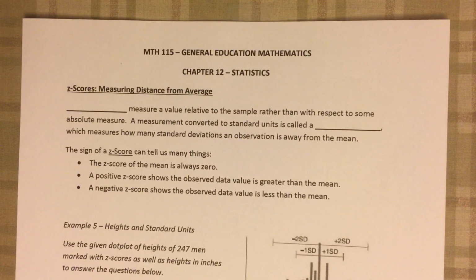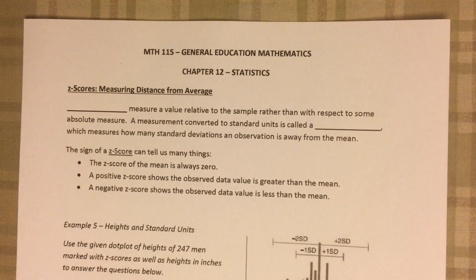The other thing we're going to start talking about in this second section of 12.5 is our z-scores. Z-scores are going to be a way that we measure how far away we are from our mean, how far away we are from our average or our central tendency in this case, which is our mean.